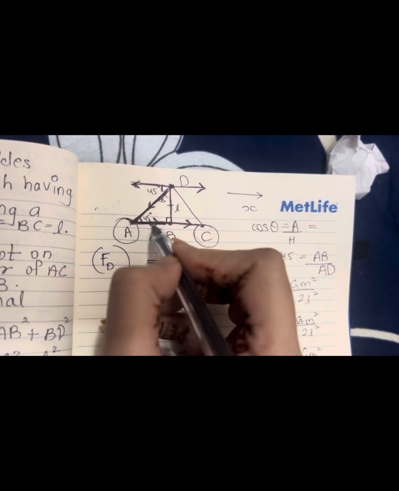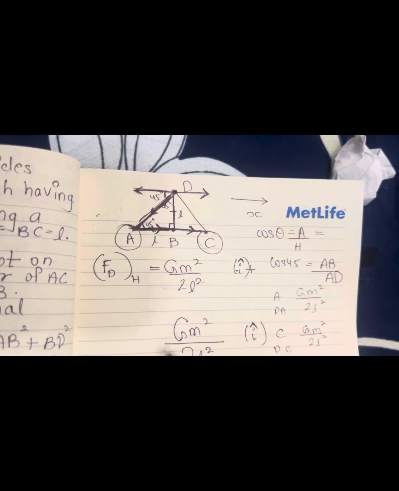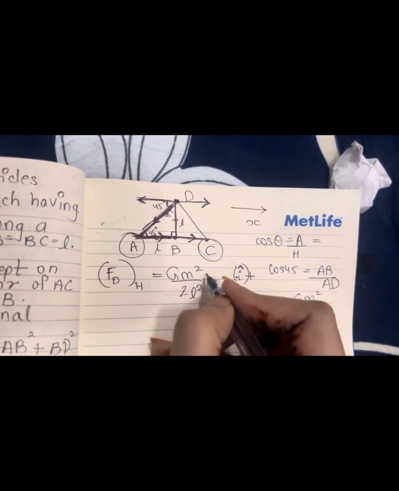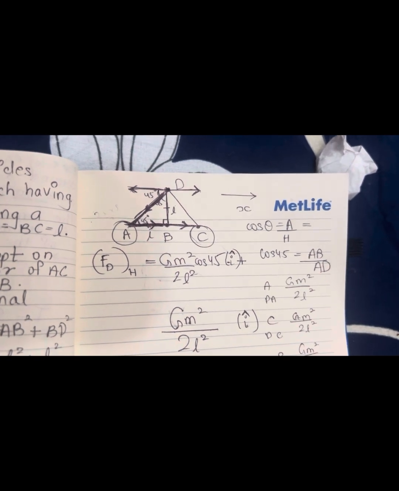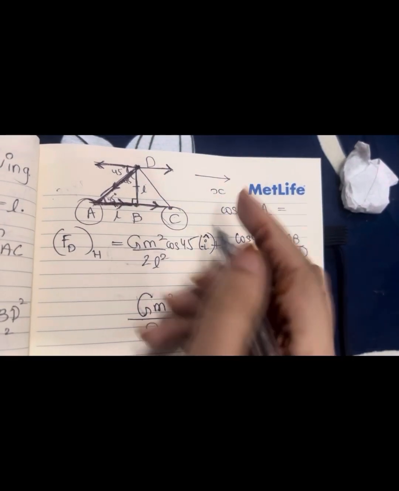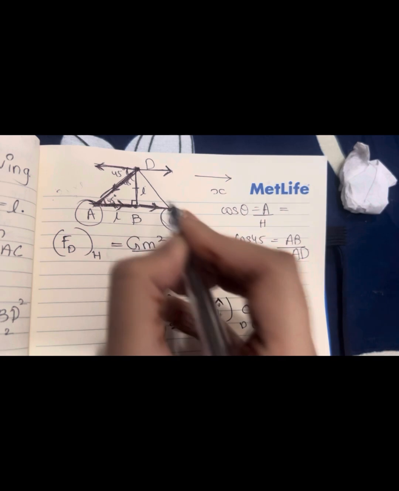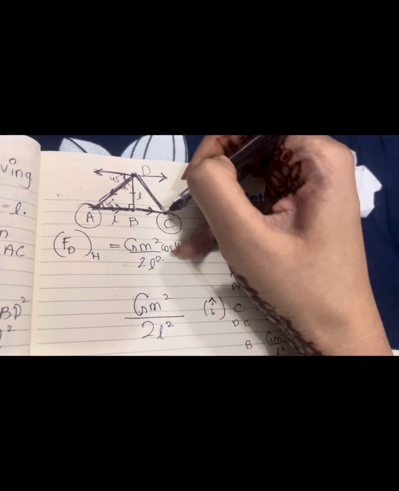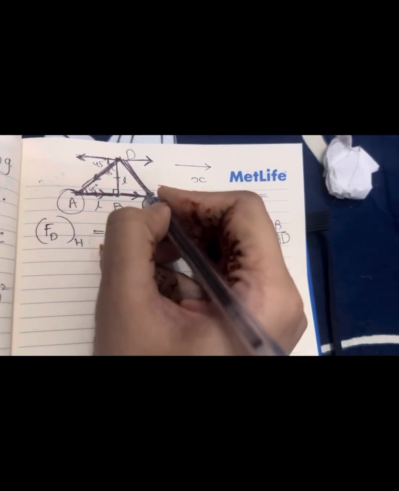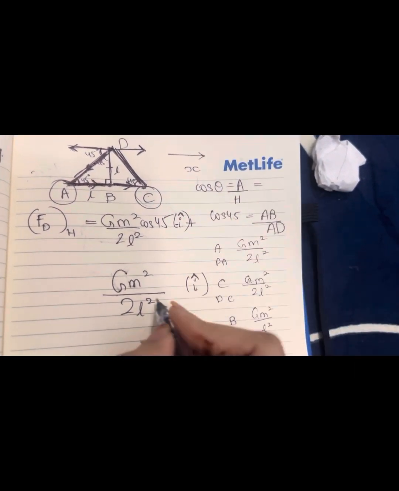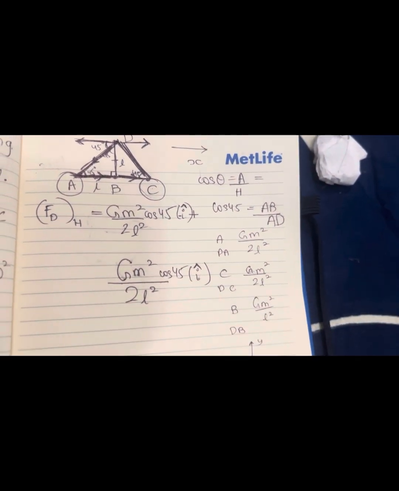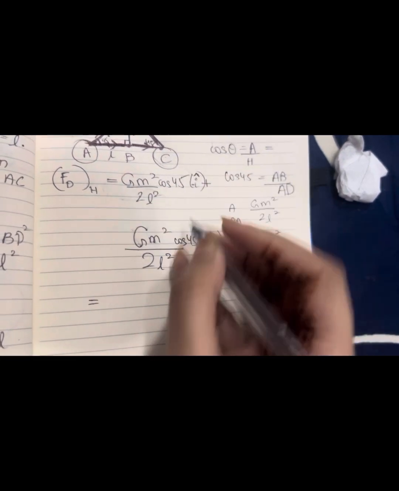AB and AD. See this, AB and AD. We are getting these two sides, so that is the reason we are taking cos 45 here. Now when we look for C, we need this BC and we need this CD. So this is 45. Again, what is going to give me that? Cos 45. Now what is the value of cos 45?